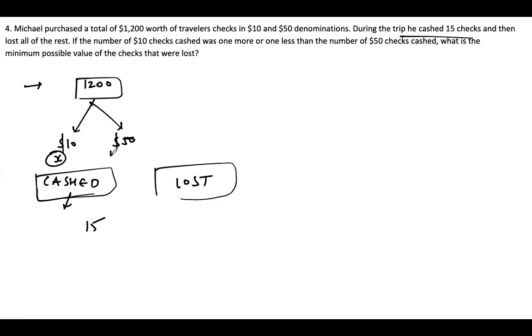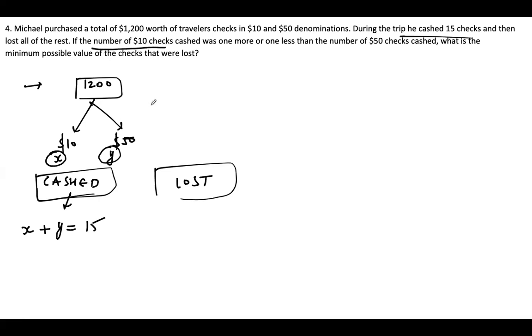No. So I'm saying X $10 checks were there, and let's say Y $50 checks were there. Can I say the number of $10 checks was X, and $50 checks was Y, so X plus Y is 15.